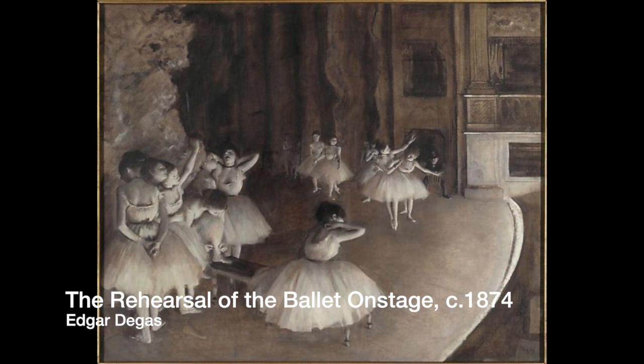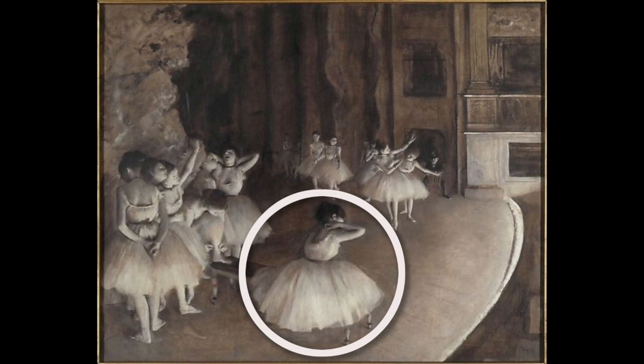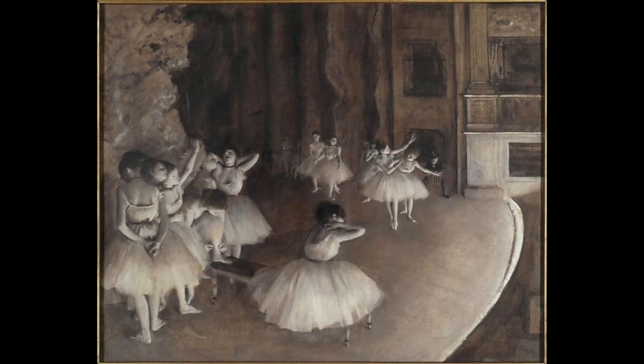This is The Rehearsal of the Ballet on Stage, circa 1874, by Edgar Degas. When we look at this image, it's all kind of muted tones. They're all kind of similar. So we don't have a strong contrast in values or colors. But yet we notice this young lady here, I think, as the main focal point. And if we don't notice her right away, I think we'll end up coming back to her a number of times as we look at this image.